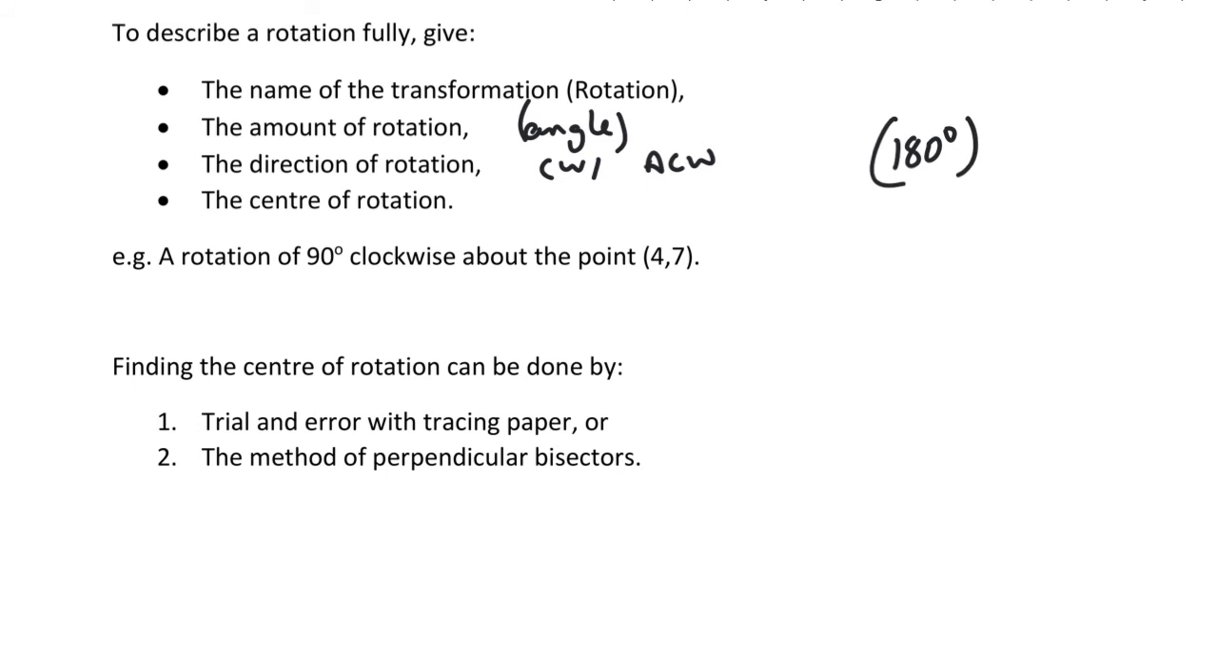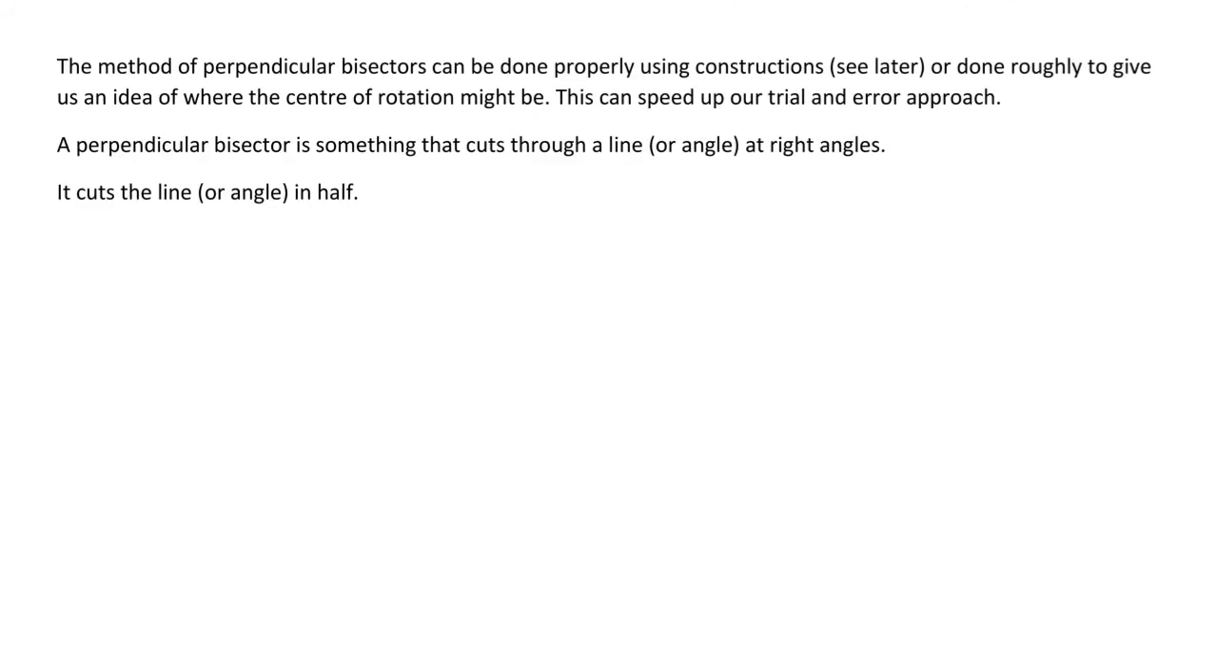The way we can find the centre of rotation can be done with trial and error with tracing paper. So you pick a point, you trace the shape, and then you try and move it and get it back to the object. Or you can do a method with perpendicular bisectors. The method of perpendicular bisectors can be done properly using constructions or done roughly to give us an idea of where the centre might be, and this can help us with our trial and improvement method.